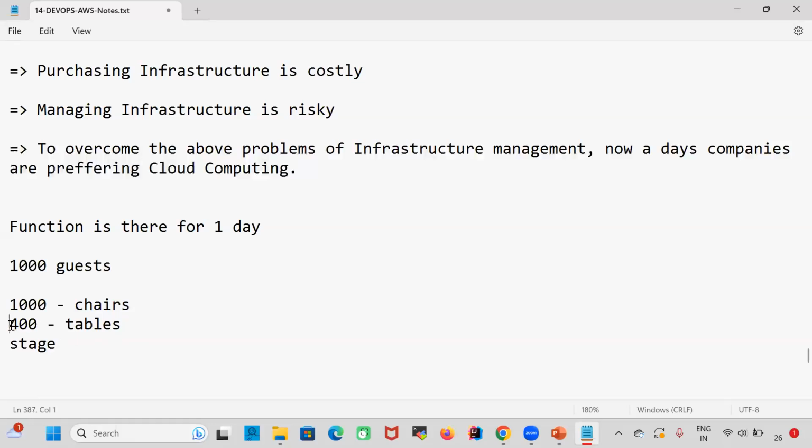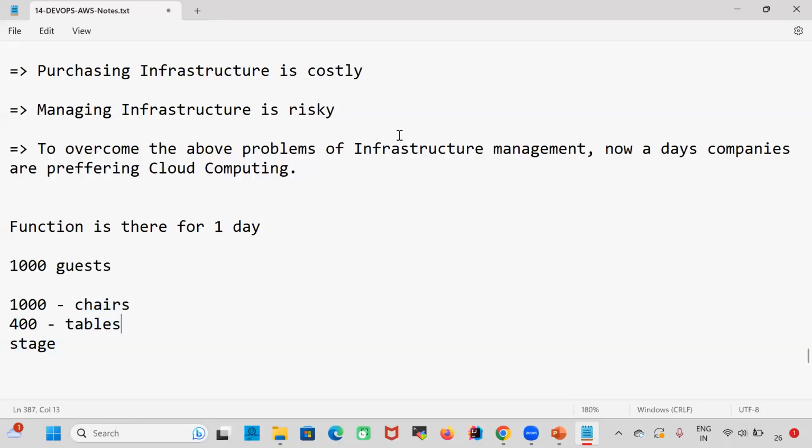For having food, some tables are required. For sitting, some chairs are required. For celebration, one stage is required. Are you going to purchase all these things to celebrate the marriage function, or will you take it for rent? Are you going to purchase these things or will you take it for rent?